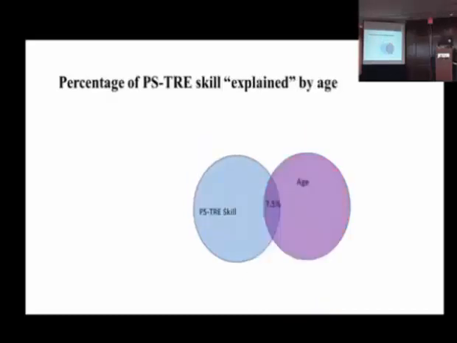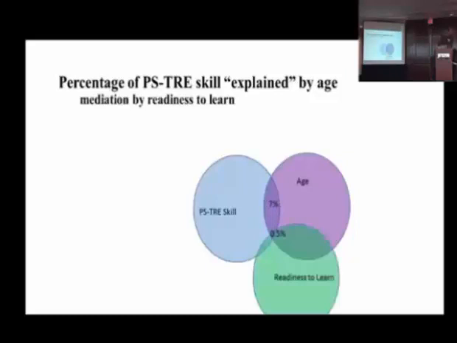And similarly, when we looked at age, age accounting for the other variables in the model accounted for about 7.5% of the variability in problem-solving skills. When we entered in readiness to learn in the model, it explained about 0.5% of that 7.5%.